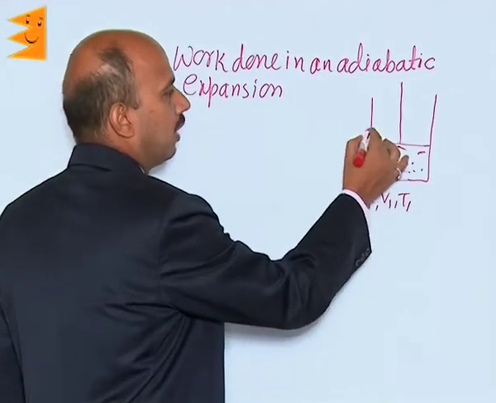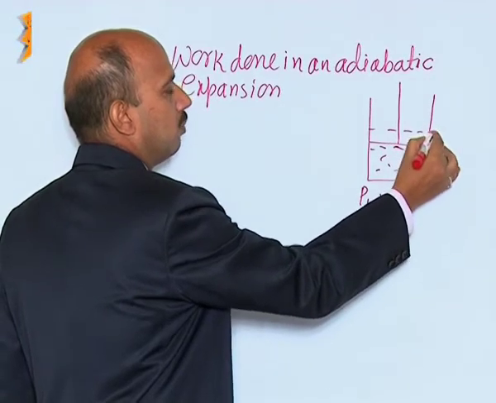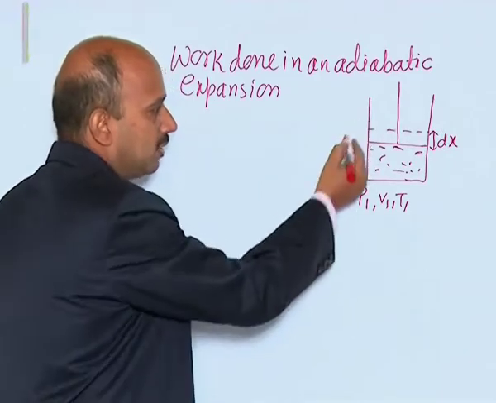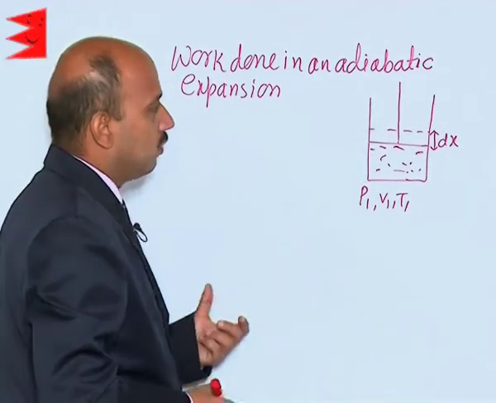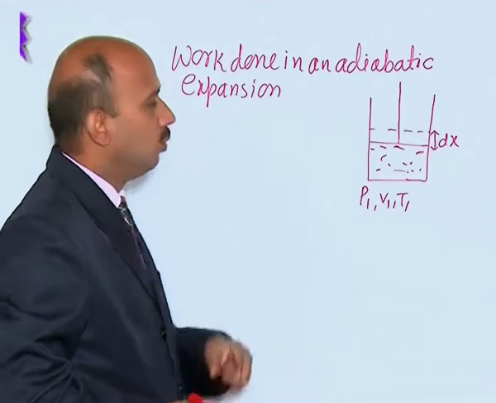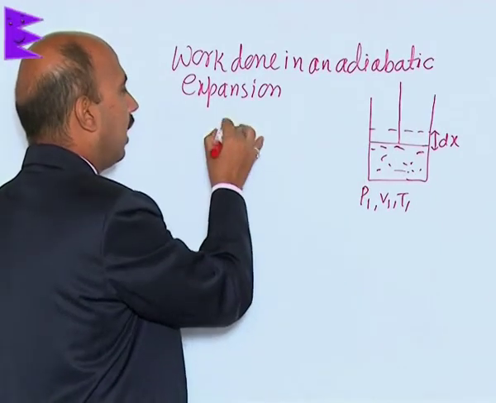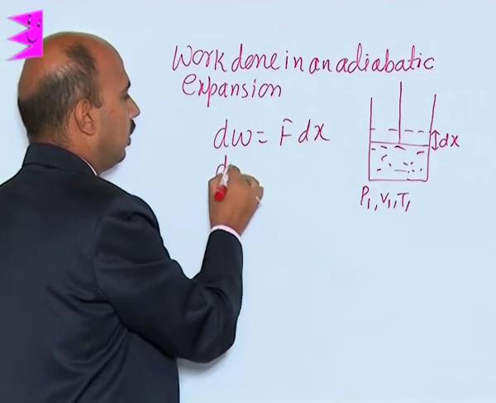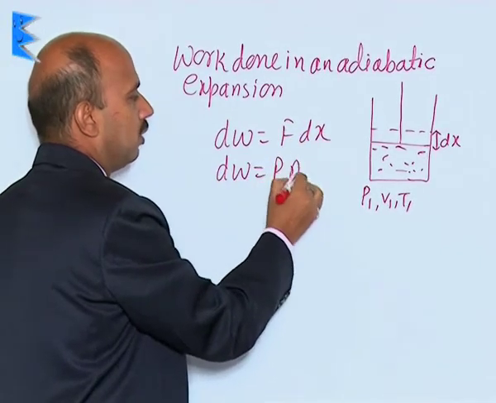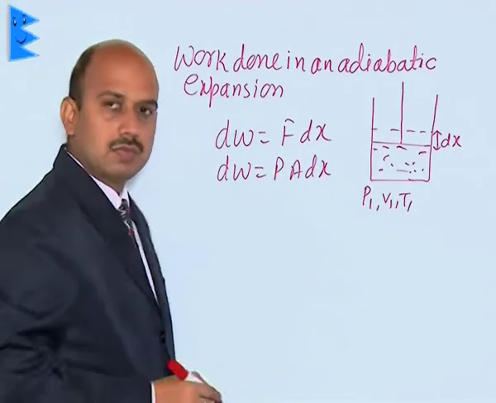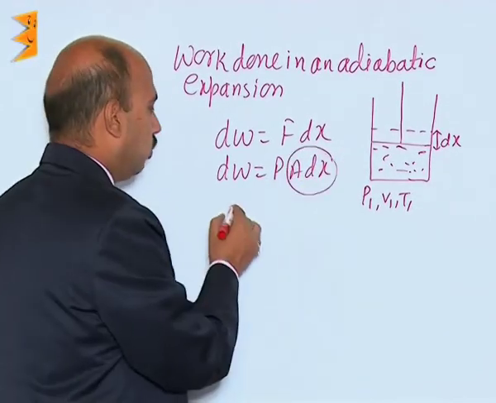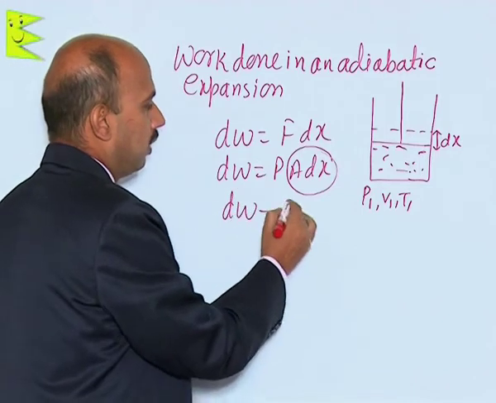This is allowed to expand and the piston moves by a distance of dx, when the pressure remains constant for this small interval of time. So, we can take the work done by the gas dW is equal to F dx. So, dW is equal to pressure into A dx. A into dx is the small change in volume. So, we can write dW is equal to P dV.